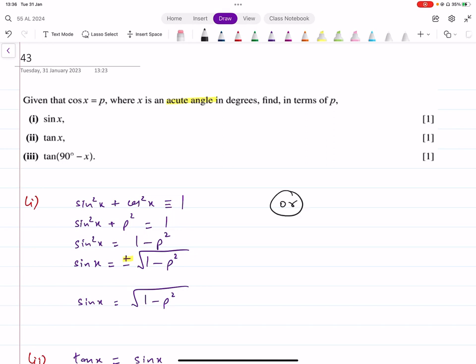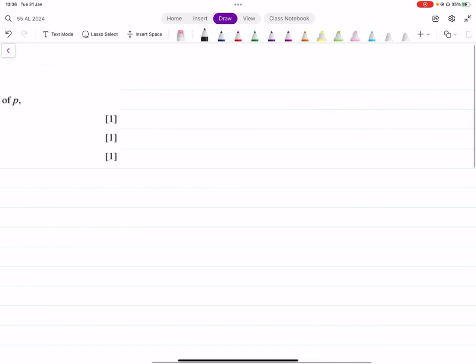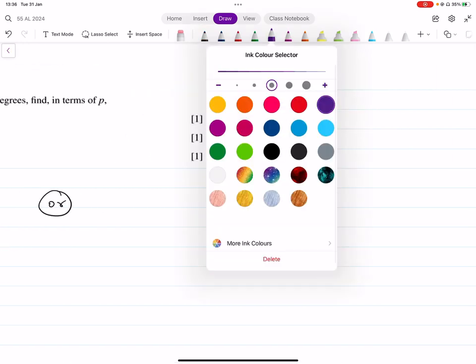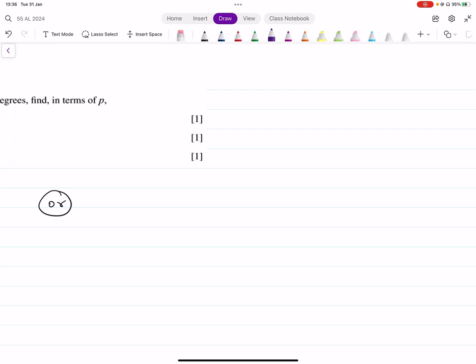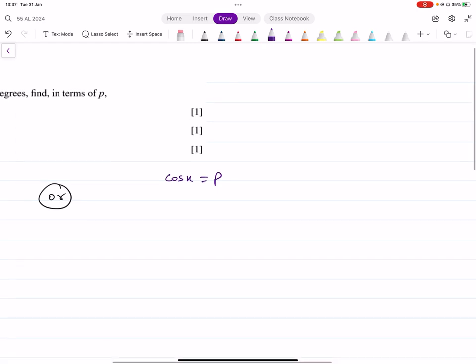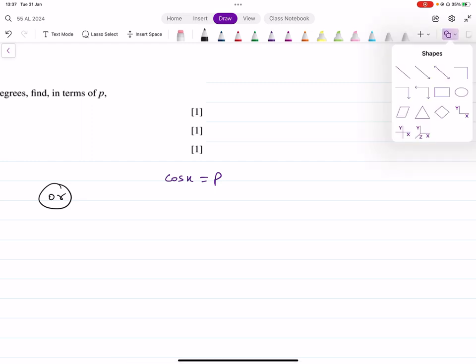Another method is that for any such problem where you have one ratio given, you make a right angle triangle and think about the whole situation using that triangle. Okay. Now, how is that going to work? We are given that cos of x equals p. Let's make a right angle triangle. It would look something like this.